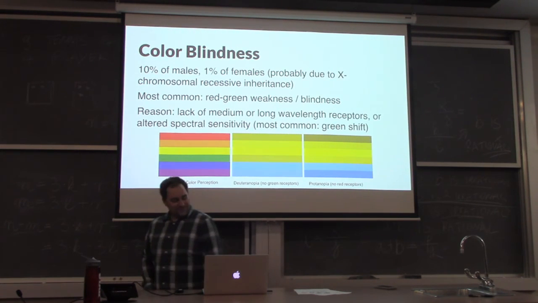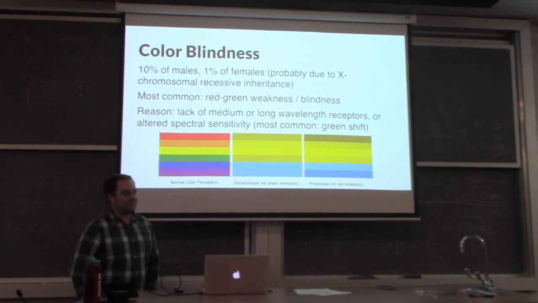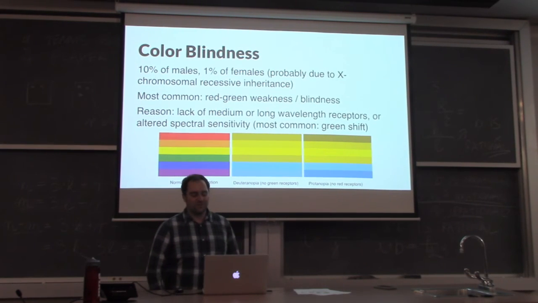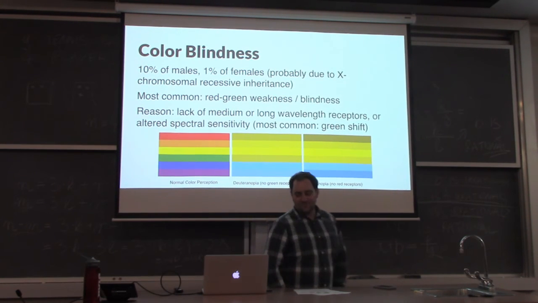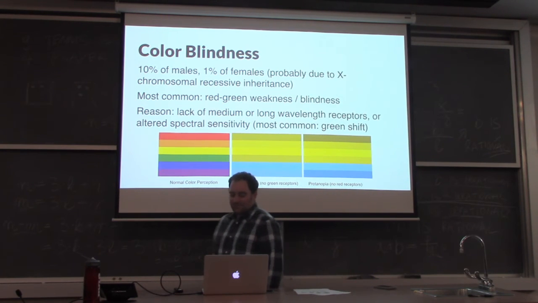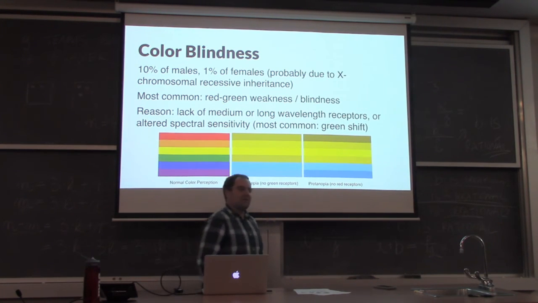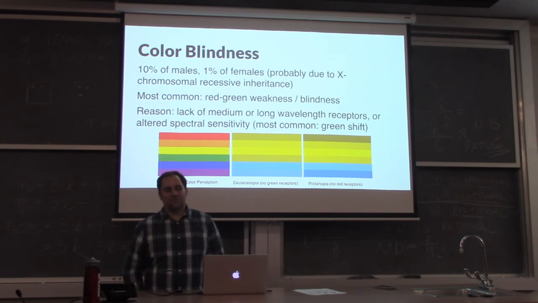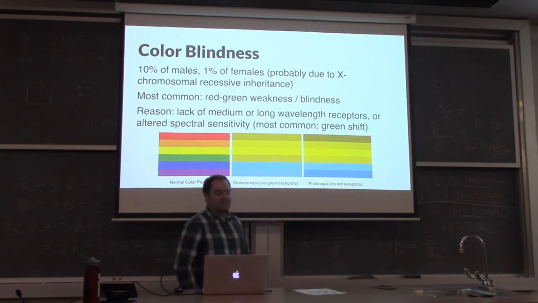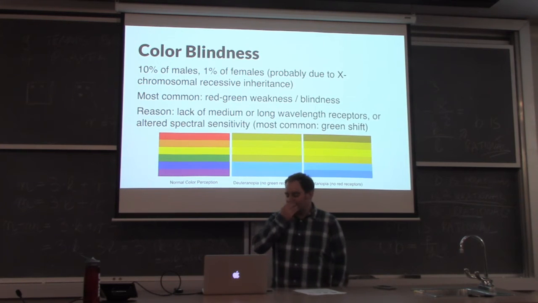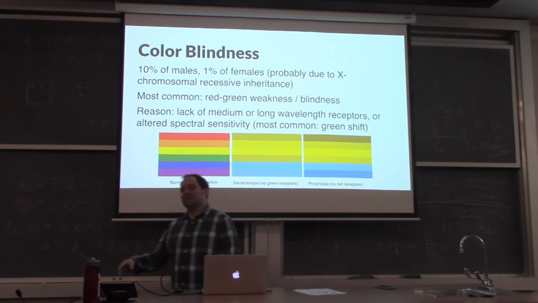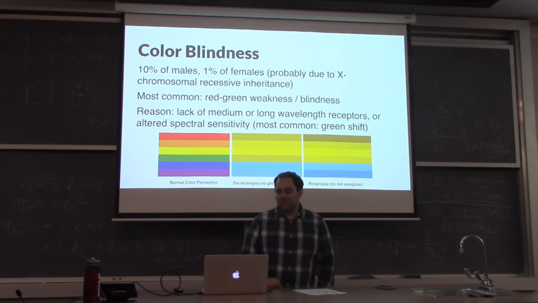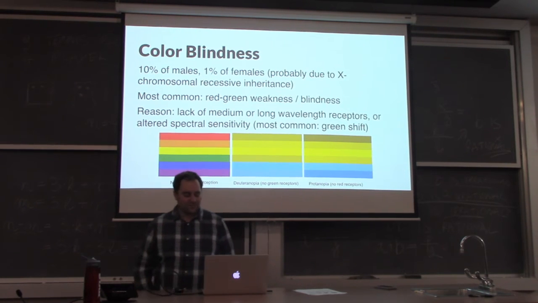Color blindness is something that affects about 10% of all males and only 1% of females, which is probably due to X chromosomal recessive inheritance. So the gene that is responsible for color perception is in a segment of the X chromosome that males only have one copy of. Therefore, color blindness is more common in males than in females. If you think about it, 10% of the population, and the New York Times probably has like 2 million people or so reading such an article, this is a lot of people that cannot accurately perceive this.